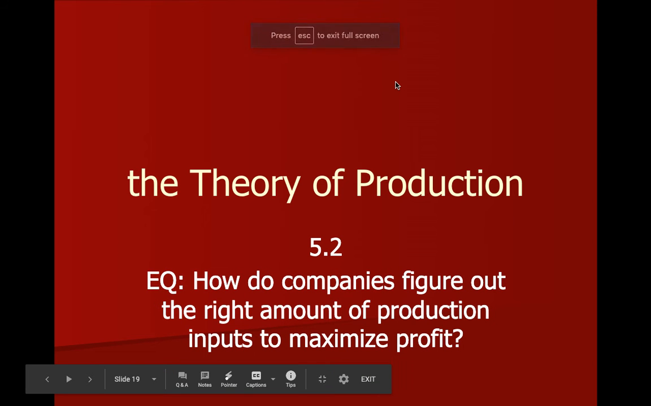Today we're going to talk about the theory of production, which is going to be chapter 5, section 2. And the essential question here is, how do companies figure out the right amount of production of inputs to maximize a profit? But we're also going to do a little bit of review from section 5.1.